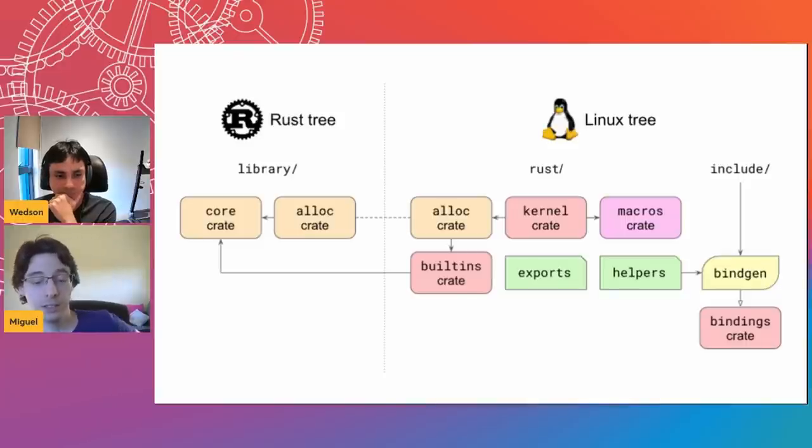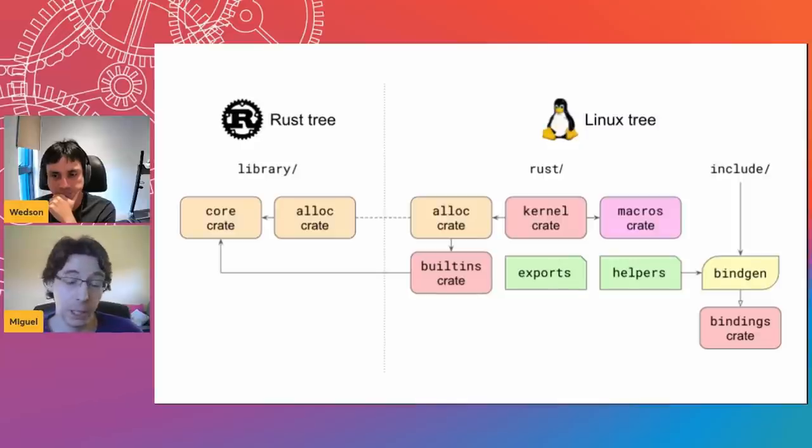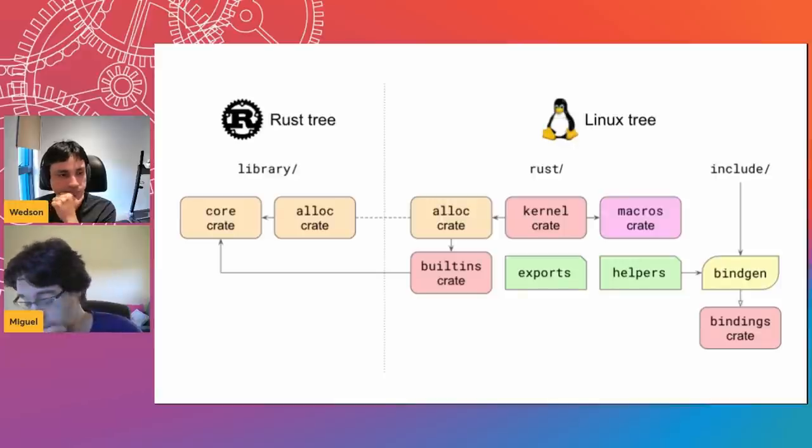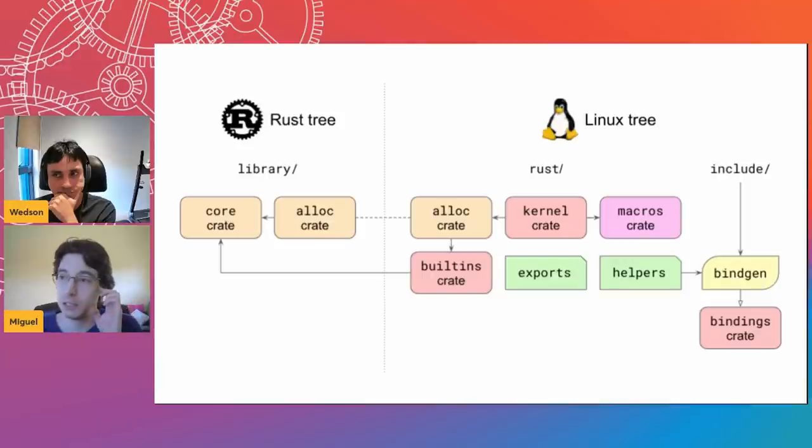Then the kernel crate depends on alloc. We use alloc. We also have a built-in crate, which is to substitute the compiler's built-in, basically. We also have a macros crate that I have in a different color here because it doesn't run in the kernel itself. It runs in the host when you compile. There we have all the macros for the moment. So as you see, it's a very basic setup so far, where we have all the structures in the kernel crate, we have all the macros in the macros crate, etc.